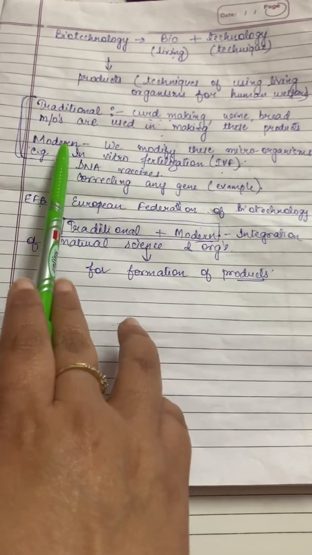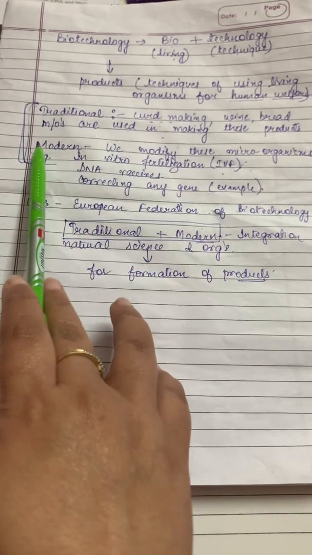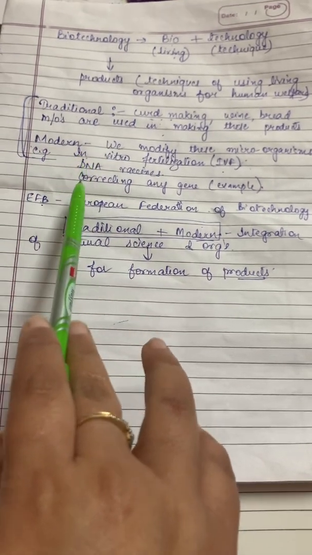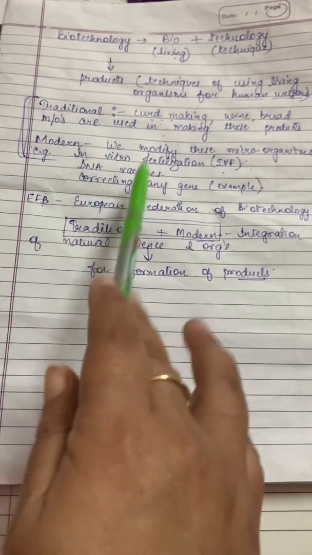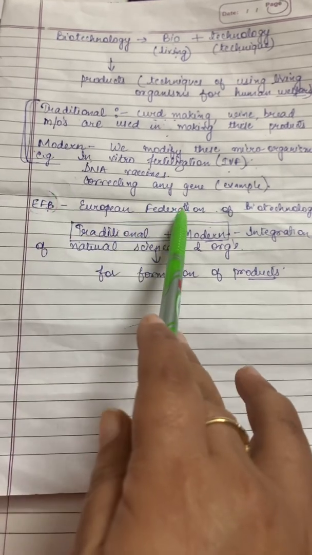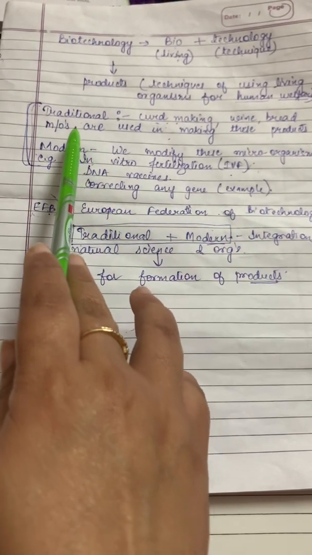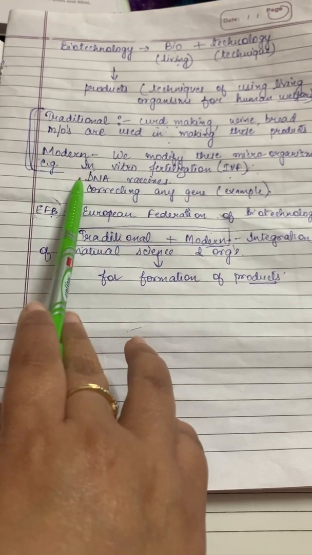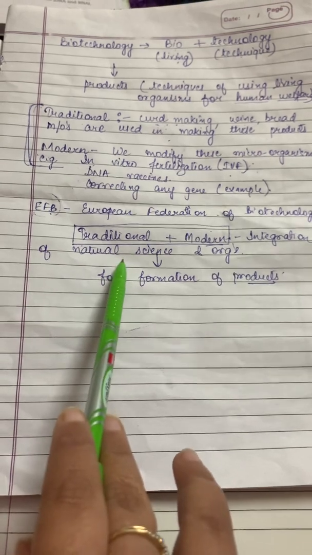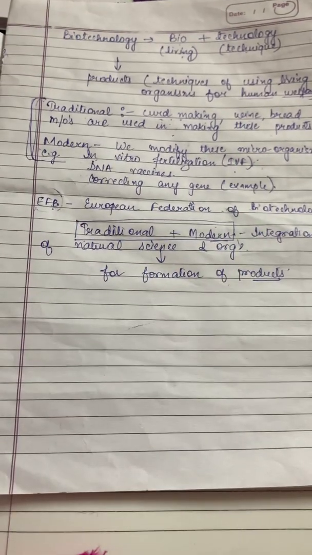Secondly, if we talk about the modern view, then what we do is modify these microorganisms. Examples are in vitro fertilization, DNA vaccines, and, for example, correcting any gene. According to EFB, the European Federation of Biotechnology, it integrates the two views, the traditional and modern. Clear? It is the integration of natural science plus organisms for the formation of new products.